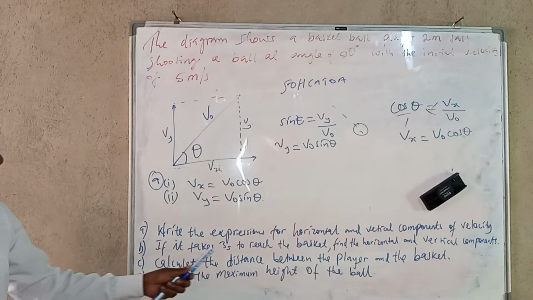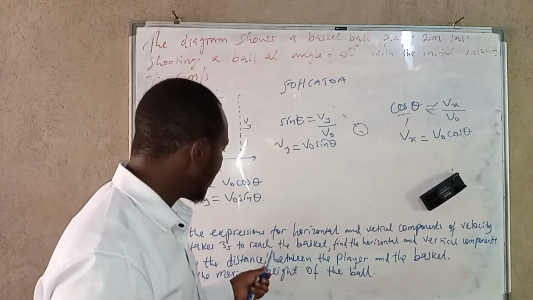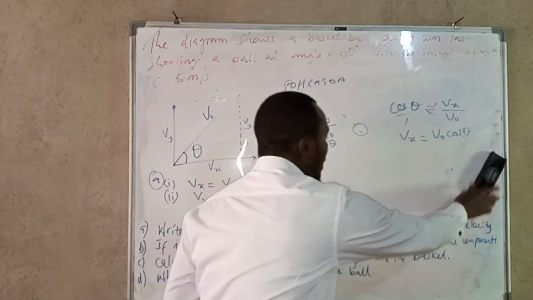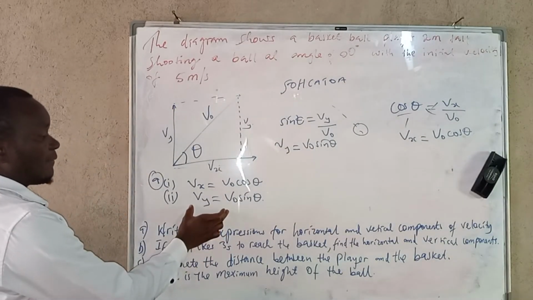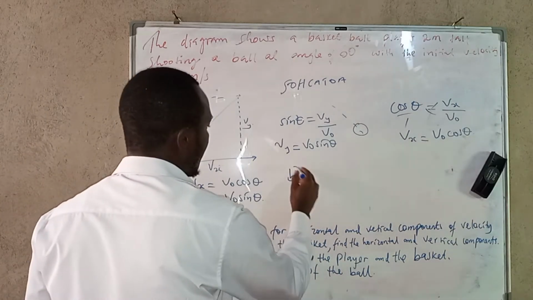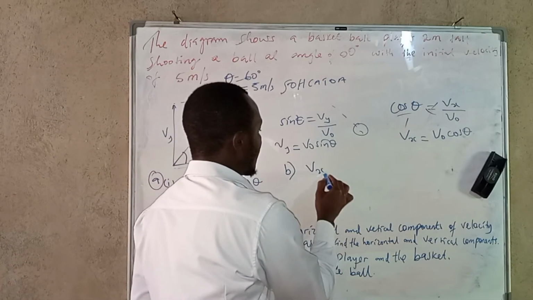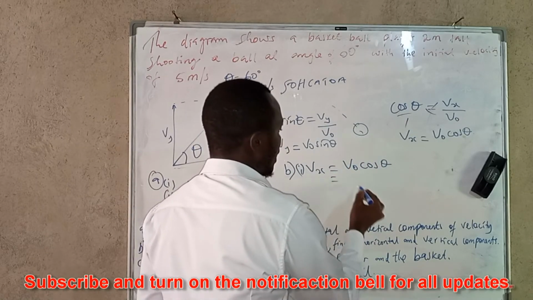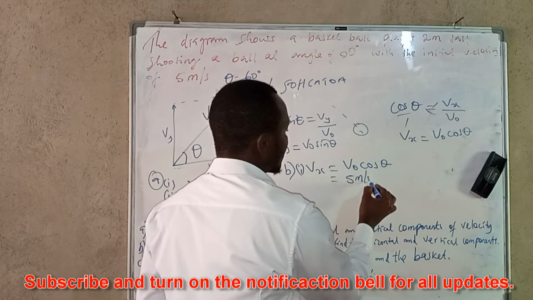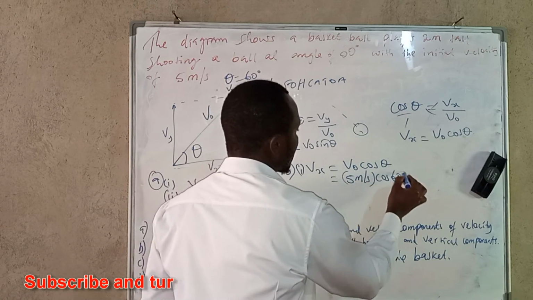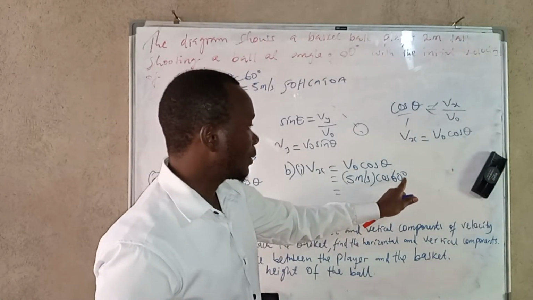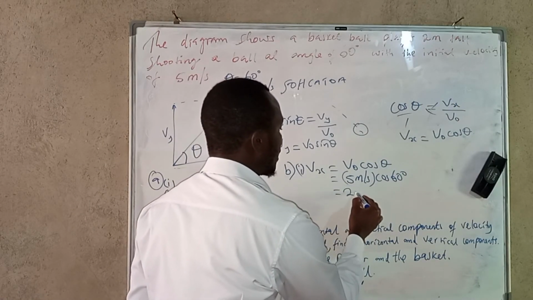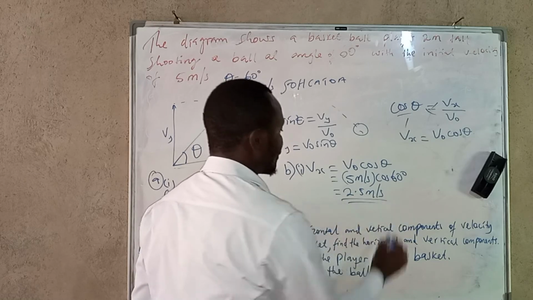Question B. If it takes 3 seconds to reach the basket, find the horizontal and vertical components. So this one, we just need to plug in the values. So B, we know that Vx, let us call this B1, is equal to Vo cos theta. So here what we have is 5 meters per second times cosine of 60 degrees. Cosine of 60 degrees is just 0.5, and 0.5 times 5 is 2.5 meters per second.